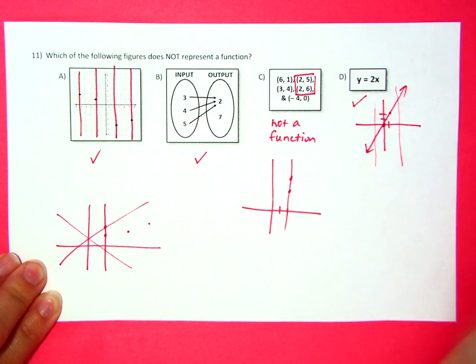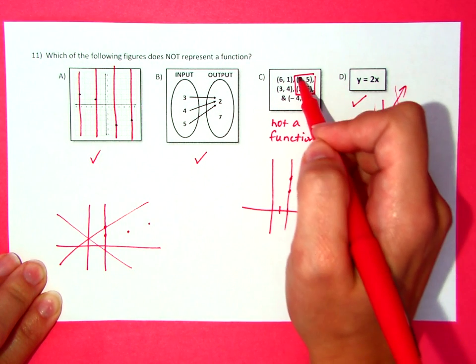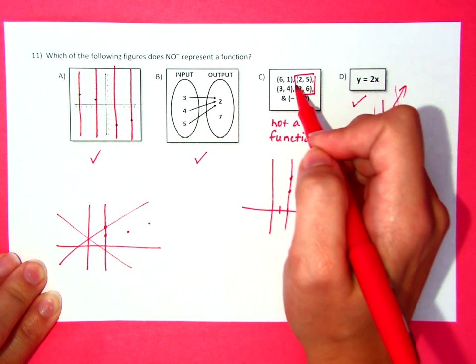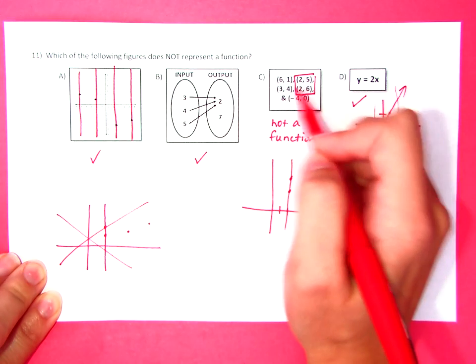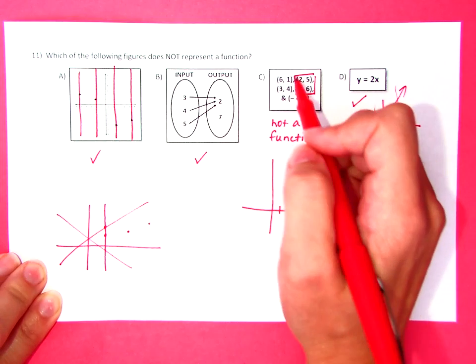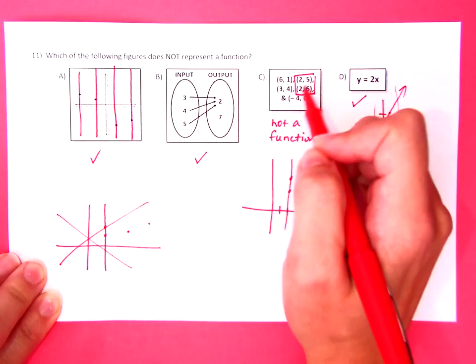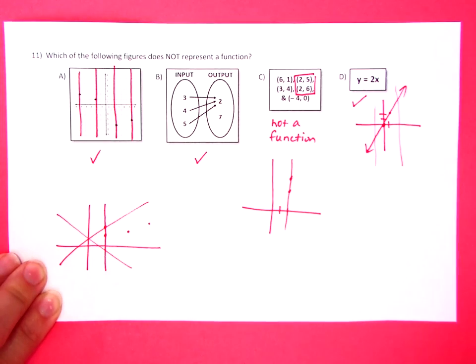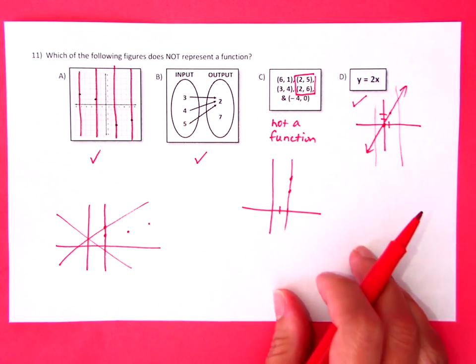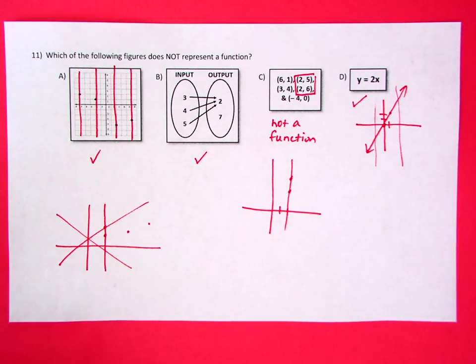So it confirms the fact that this input has tried to go to 2 different parties. In other words, this input has more than one output, which is not allowed for a function. If it's a function, every input has to have exactly one output. It cannot have different types of outputs. That makes it not a function.